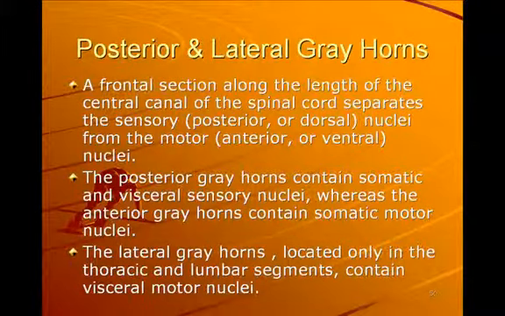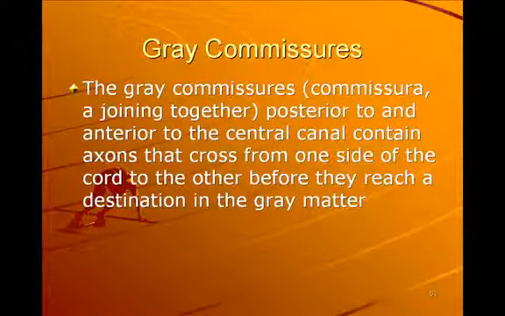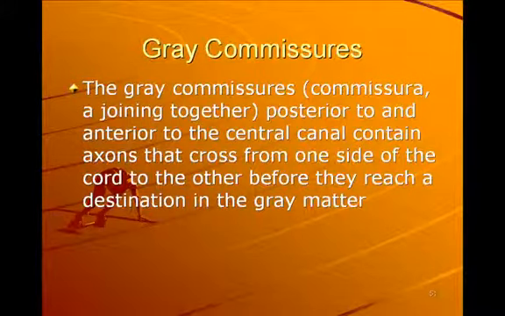The posterior gray horn contains somatic and visceral sensory nuclei, whereas the anterior gray horn contains somatic motor nuclei. Lateral gray horns located in the thoracic and lumbar region contain visceral motor nuclei. The gray commissures posterior to and anterior to the central canal contain axons that cross from one side of the cord to the other before reaching a destination in the gray matter.